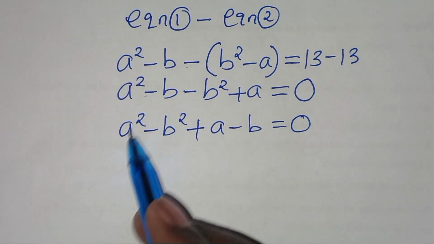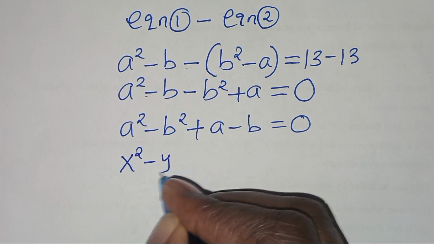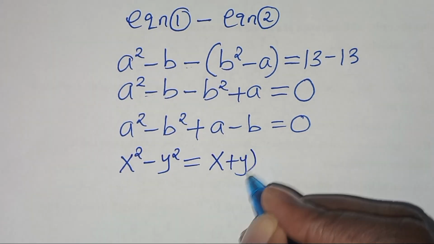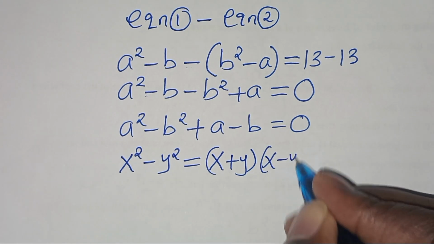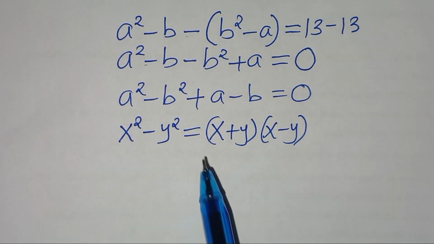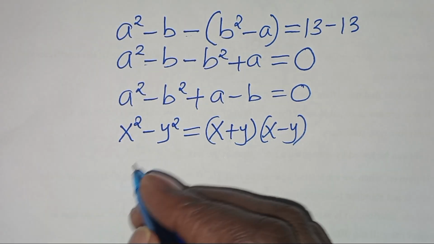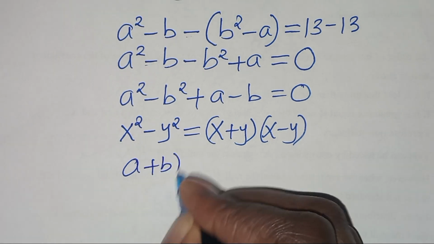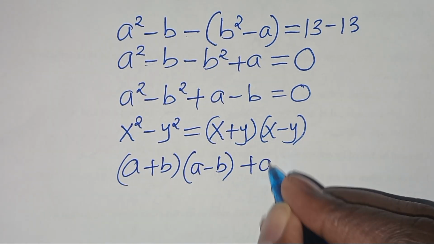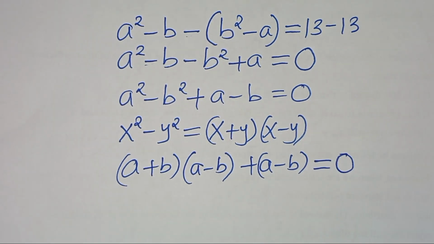Now, you find that a squared minus b squared is in the form of x squared minus y squared, which we can express as x plus y times x minus y. So applying this property, here we'll have a plus b times a minus b, then plus a minus b, equal to 0.